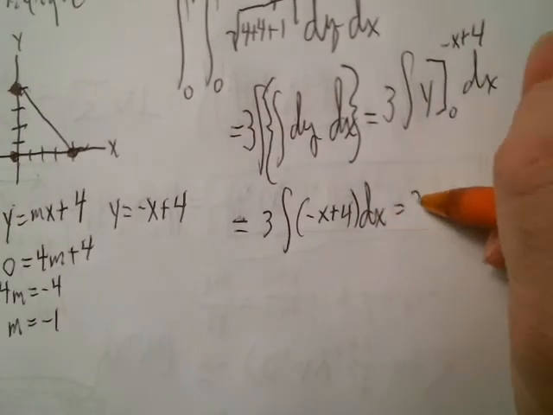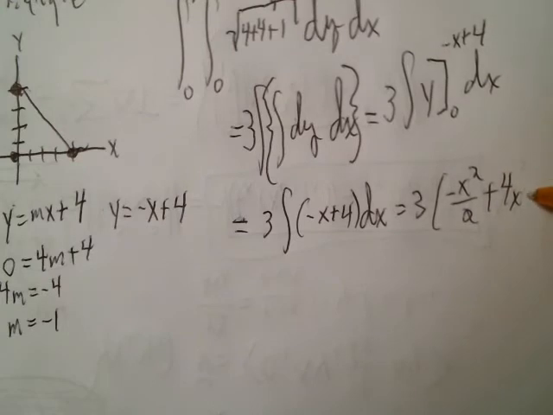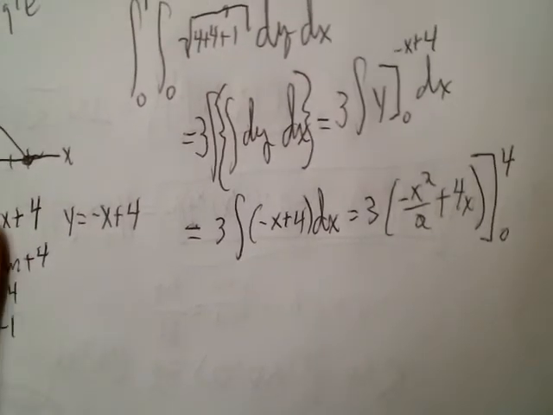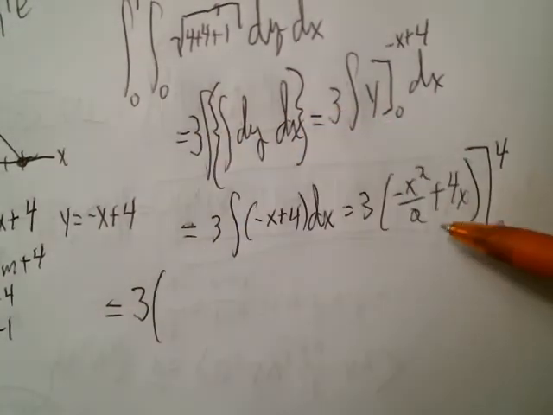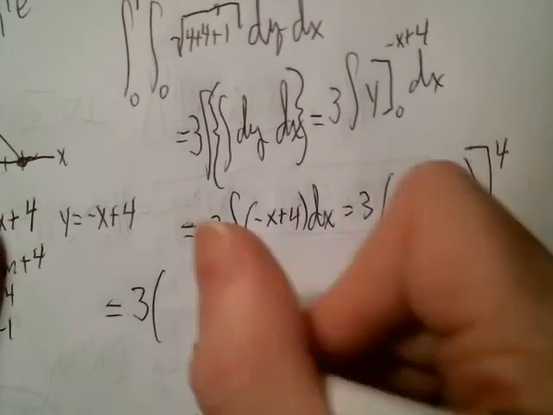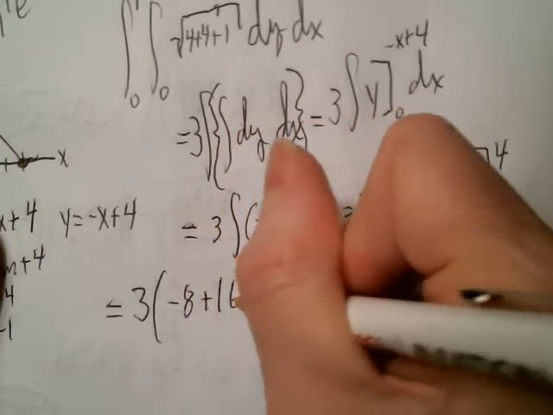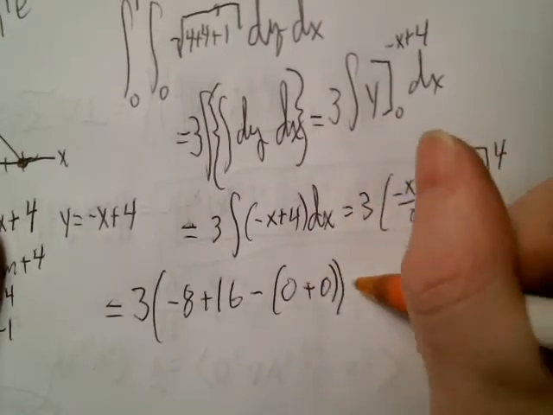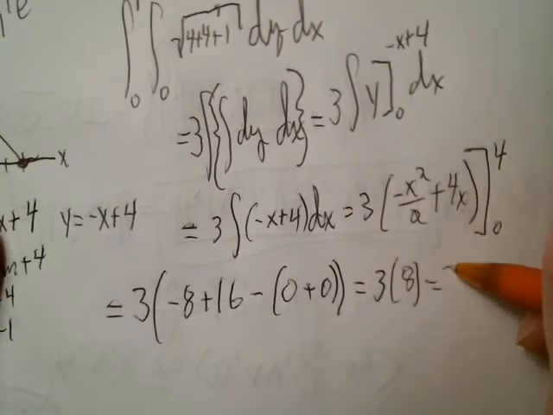Okay. So finally, that'll be 3 times negative x squared over 2 plus 4x. And then minus, sorry, we're evaluating from 0 to 4. Okay, so this will be 3 times, plug 4 into here, so you get negative 16 over 2, which is negative 8. Plug 4 into here, you get 16, so plus 16. And then minus, plug 0 into there, you get 0, and then plus 0. Okay, so 3 times negative 8 plus 16 is 8, and we end up with 24.